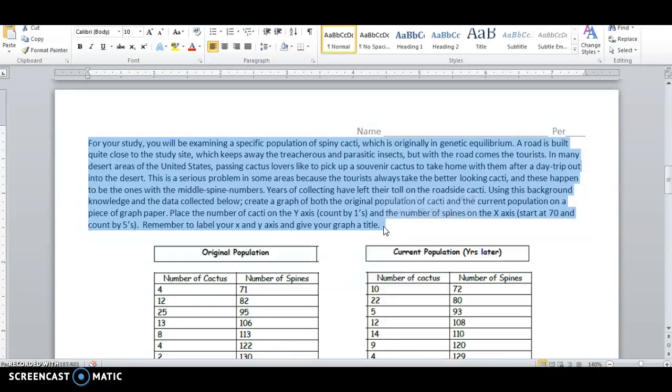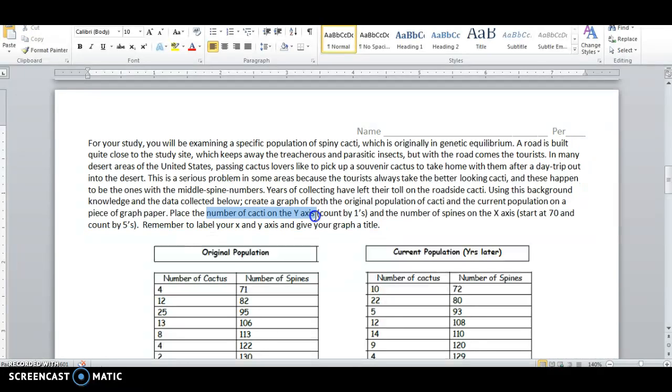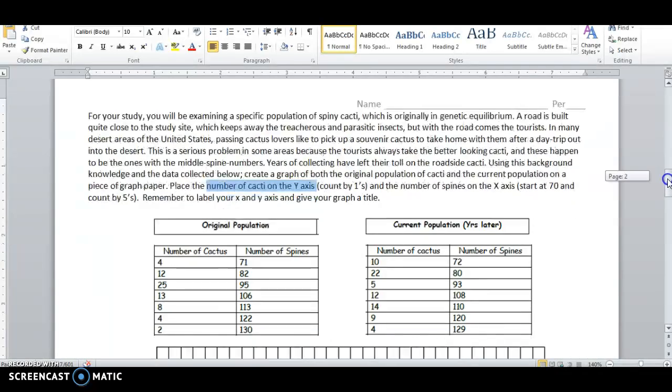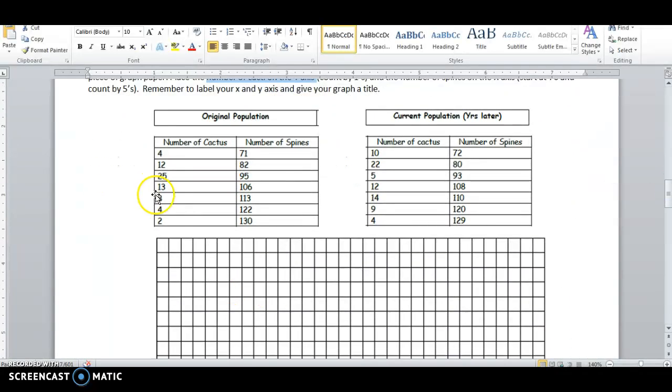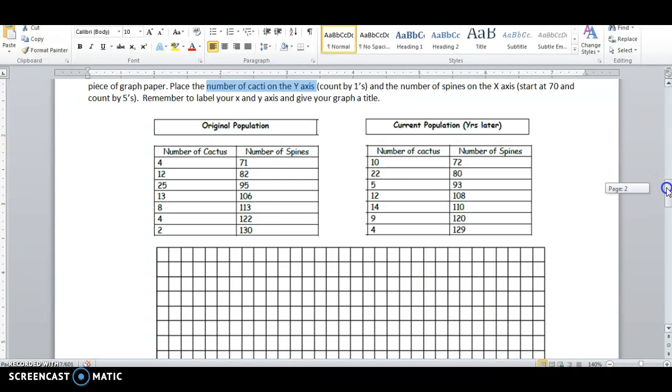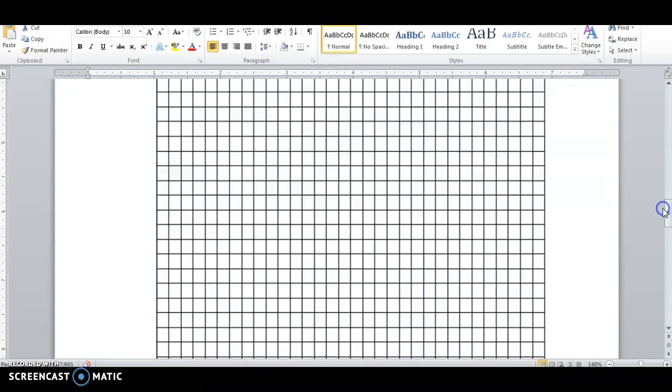Using this background knowledge and the data collected below, create a graph of both the original population of cacti and the current population on a piece of graph paper. So it says place the number of cacti on the y-axis. Okay, so we're going to put these on here right now. Y-axis, which axis is that? Is it the up and down one, or is it the horizontal one? Vertical or horizontal? The y-axis is the vertical axis.